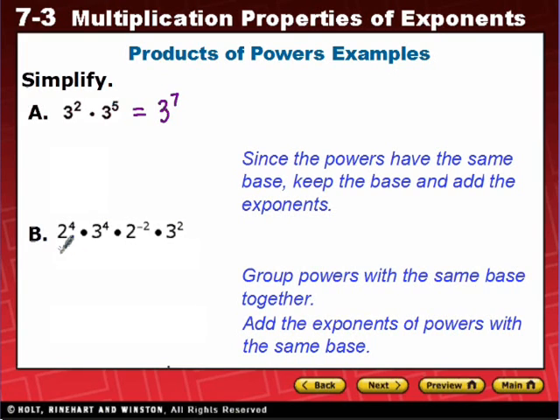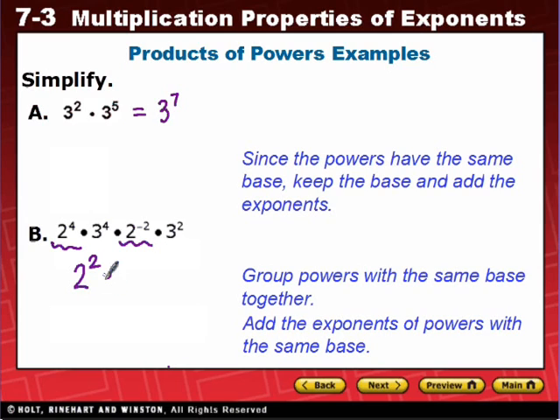This one you might want to jot down. It's a little different because it's got a negative exponent, but the rules don't change. Okay, so we have 2 to the 4th and 2 to the negative 2nd. We add the exponents. 4 plus negative 2 is 2.